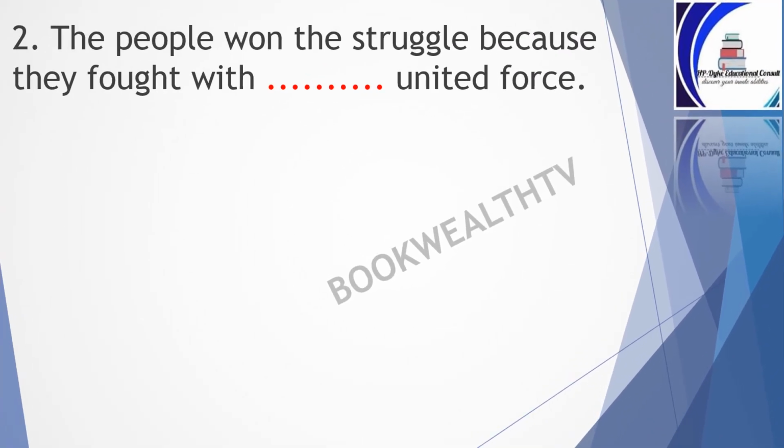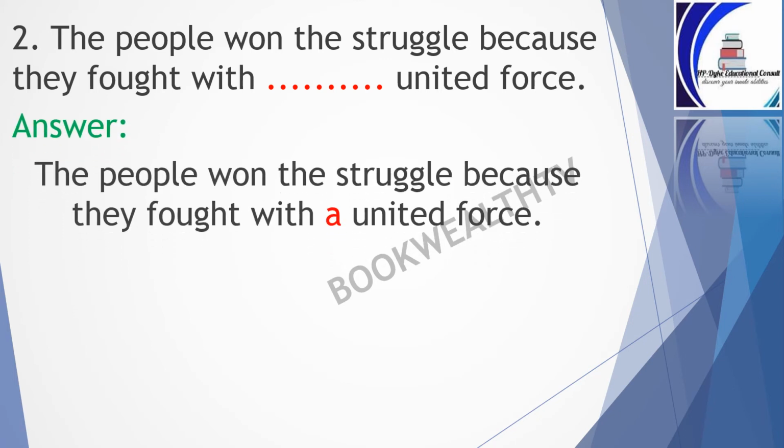2. The people won the struggle because they fought with dash united force. The answer is A. The people won the struggle because they fought with a united force. Can you explain why it is A and not an? It is because united begins with a consonant sound Y.